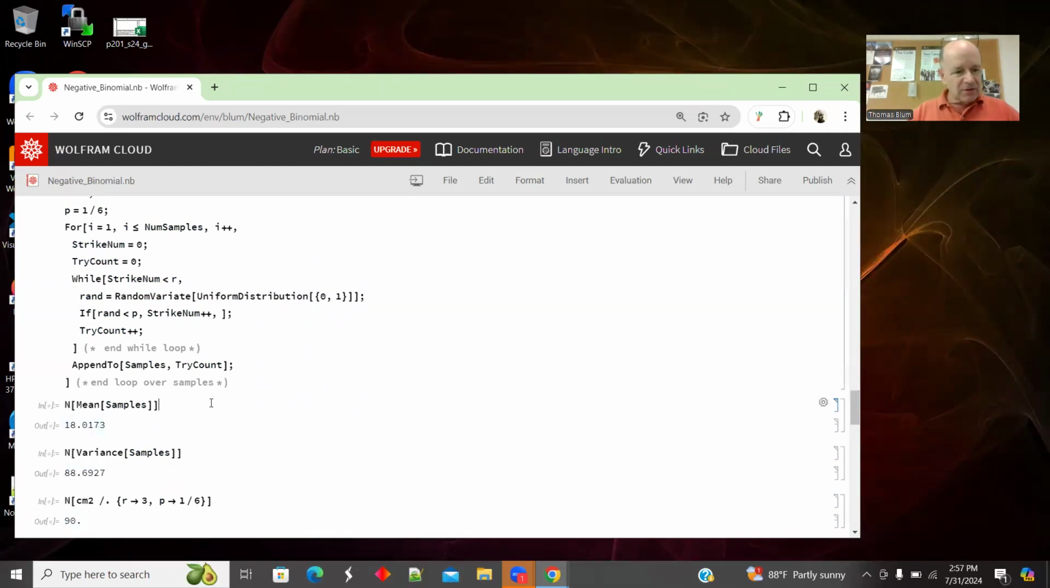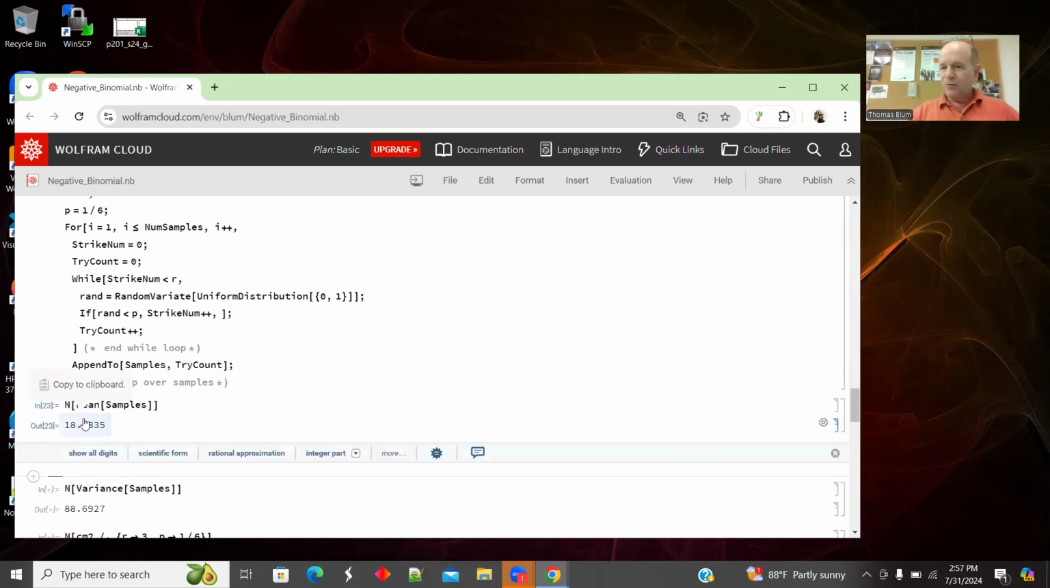It did stop running, good. My mean was around 18, which makes sense because it was R on P. It was 3 divided by 1/6. So that 6 is in the denominator, the denominator swings around to the numerator. 6 times 3, 18. That's expected.